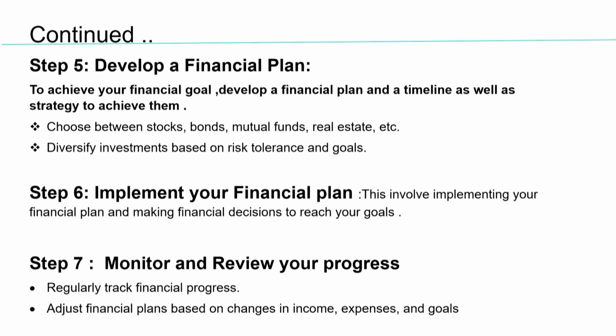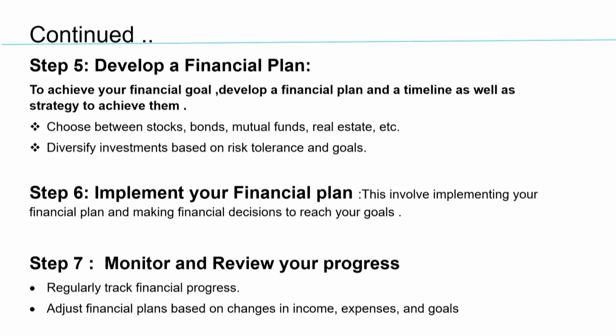After that, we need to diversify our investment based on the risk tolerance and the goals of our financial plan. So if we want higher returns, we need to invest in long-term investment avenues having some riskier options. The next step of the financial plan is the implementation. So in the process of implementation, we need to make our financial decisions for the purpose of reaching our goals.